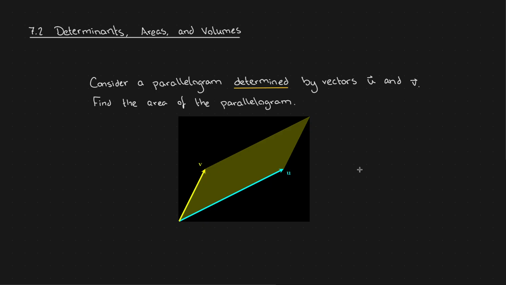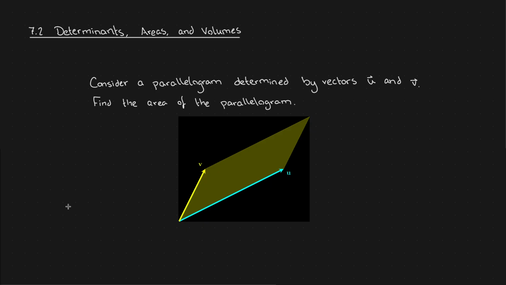Now, because it's a parallelogram, you really only need two sides to know what the other two sides would be, right? Because the sides will be parallel. So I'll have one side over here that's parallel to vector v, and one side over here that's parallel to vector u. Okay? We want to find the area of this parallelogram.